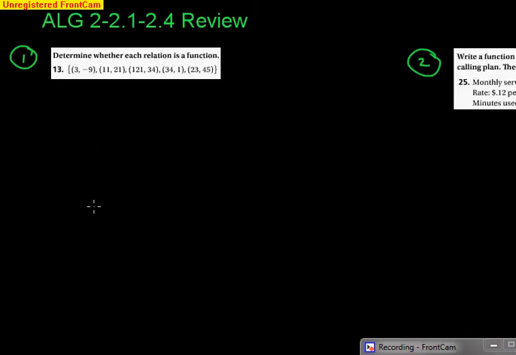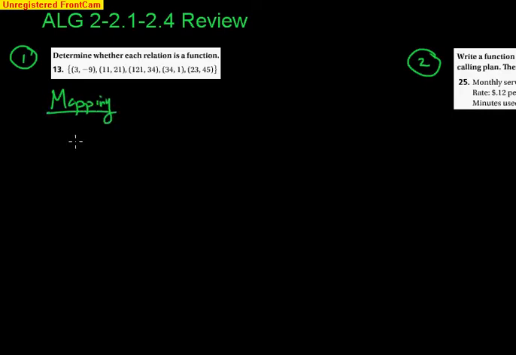Number 1. Determine whether each relation is a function. And we have 5 ordered pairs listed. To do this I would use a mapping diagram. To do a mapping, with these ordered pairs, I'm going to put x's here and y's here. And I'm going to list my x's in order.